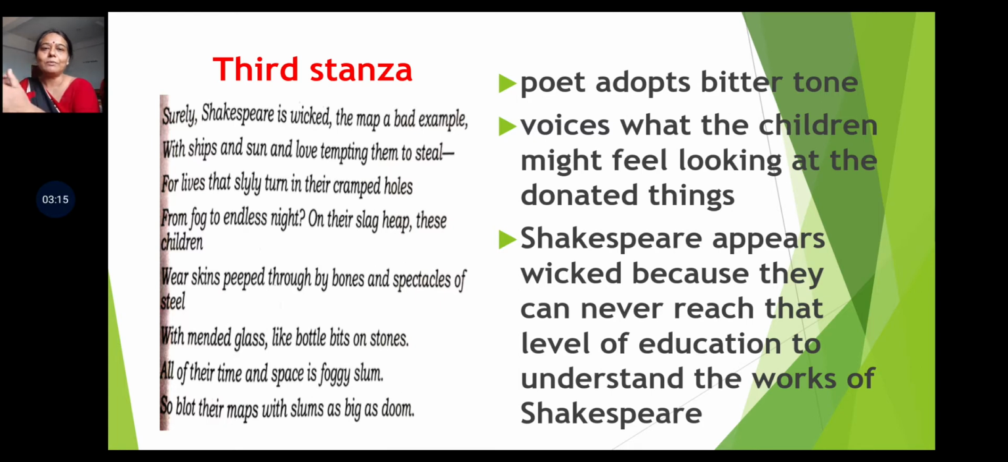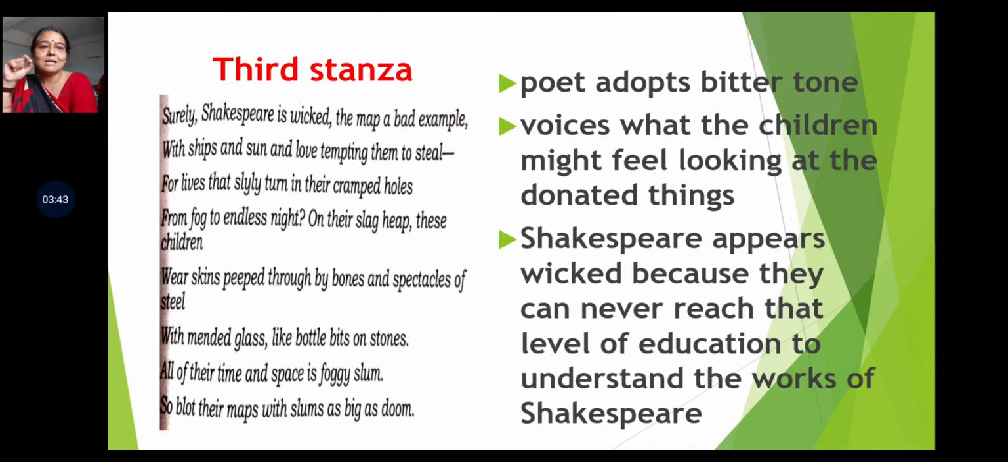When we read this whole poem, we can find the bitterness that is there, the poet's bitterness. He is so unhappy about the contrast between the children of the slum and the children from well-to-do families and from the higher strata of society. And he wants to bring in equality among the children. So his voice is very bitter when he's talking about it.